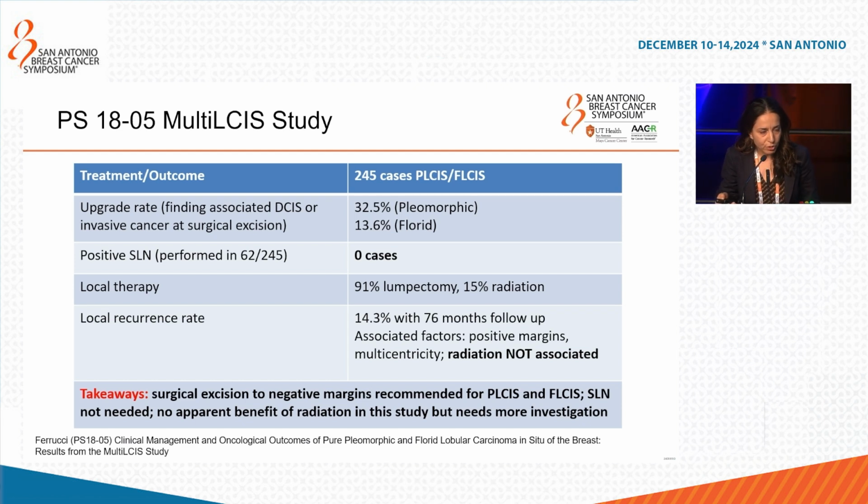Most of the patients were treated with lumpectomy, and 15% had radiation. The local recurrence rate for these patients was 14%. And the factors that were associated with having a local recurrence were positive margins and having multicentricity. Interestingly, radiation use was not associated with decreased risk of recurrence in this data set.